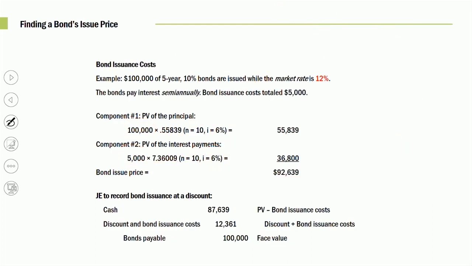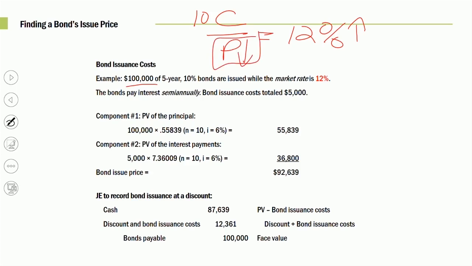Here we go, guys. Bond issue costs. You ready? 10% bonds are issued when the market rate is 12%. So just like we saw, we're offering the world a coupon of 10. The market is demanding a higher rate of 12. Therefore, we're anticipating collecting less than that face value of $100,000. Now, the bonds pay interest semi-annually, but this time we have bond issue costs of $5,000. So how do we incorporate that into our journal entry?